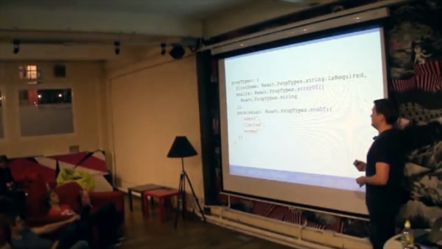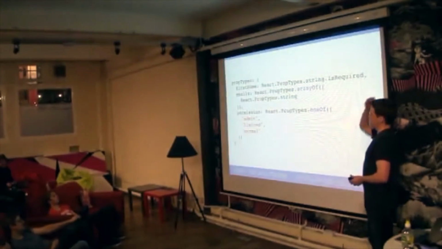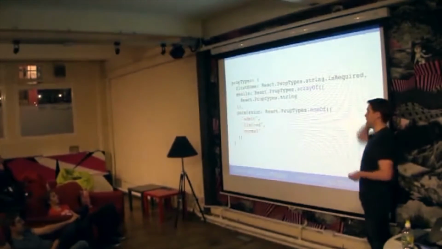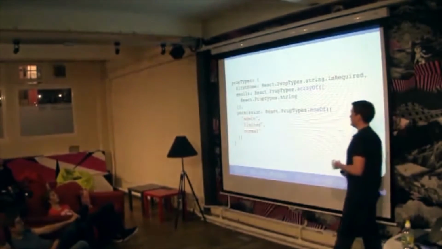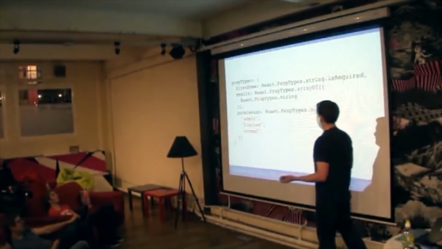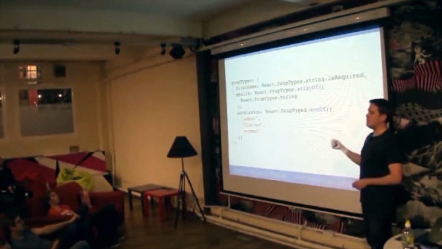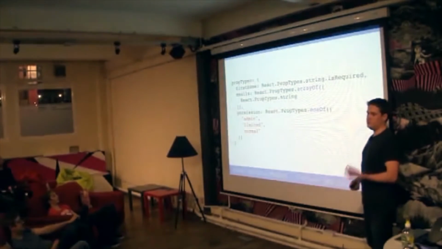So it says that this component expects to receive a prop of first name, and it's a string, and it is required. This component won't work without it. It's expecting to receive an array of email addresses, which are all strings. And then something a little bit more complex, it's expecting to receive one of those 3 strings as its permission property.